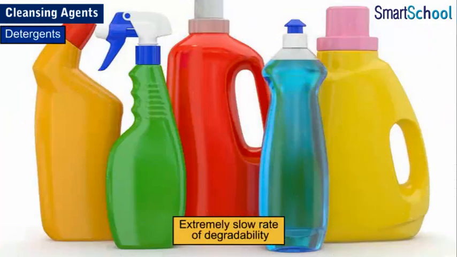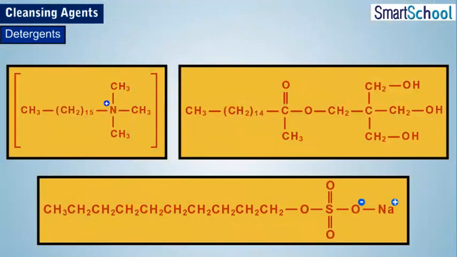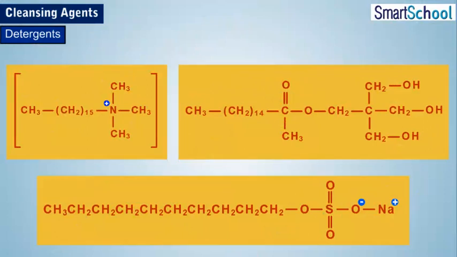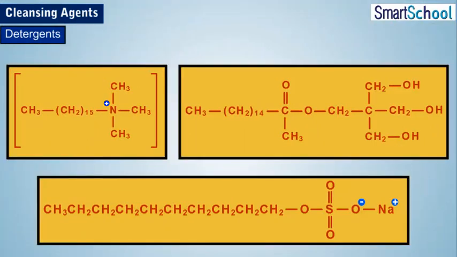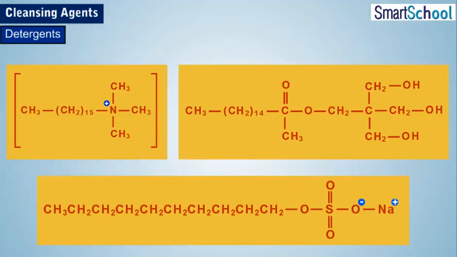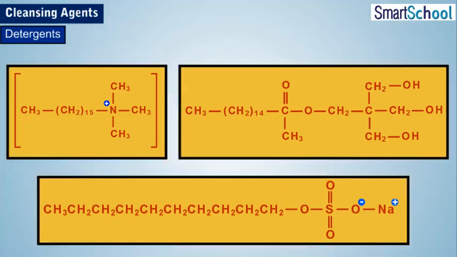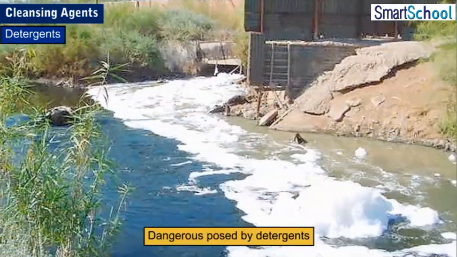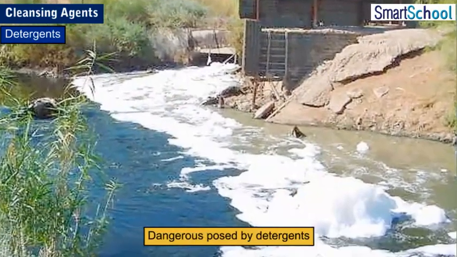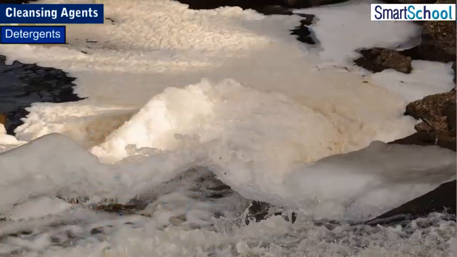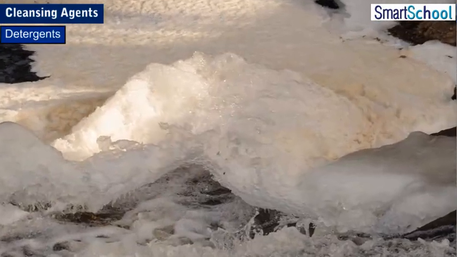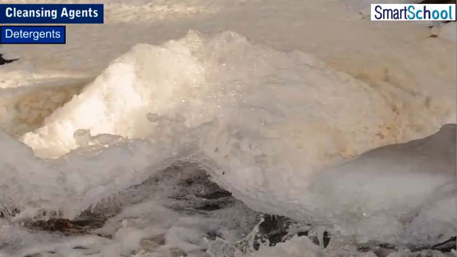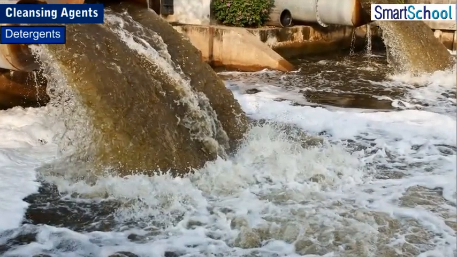One of the dangers posed by detergents is their extremely slow rate of degradability. This is because their hydrocarbon chain is highly branched, which makes it very difficult for bacteria to degrade it. As a result, the detergents go on accumulating. Ultimately, when they reach water bodies, they cause pollution and foaming.